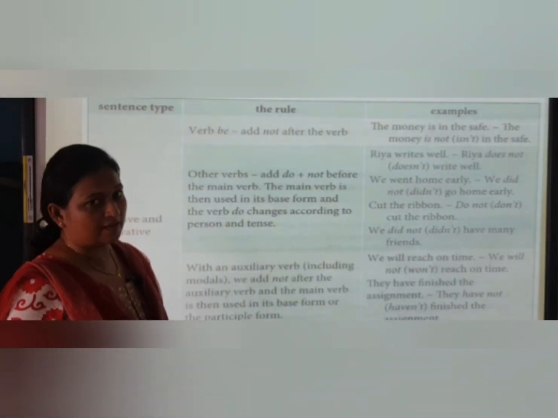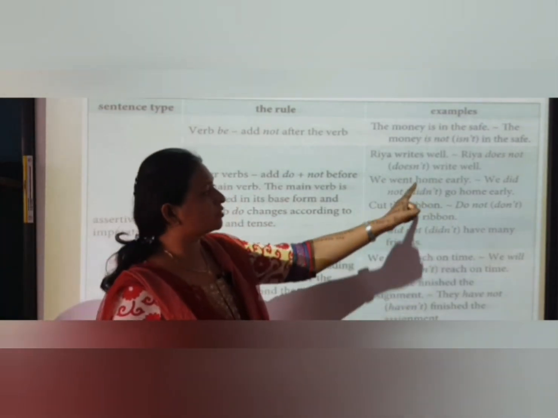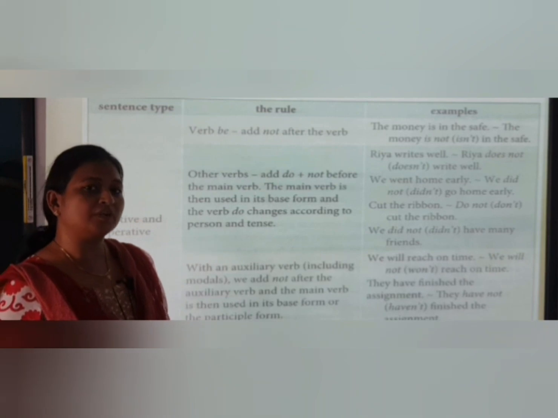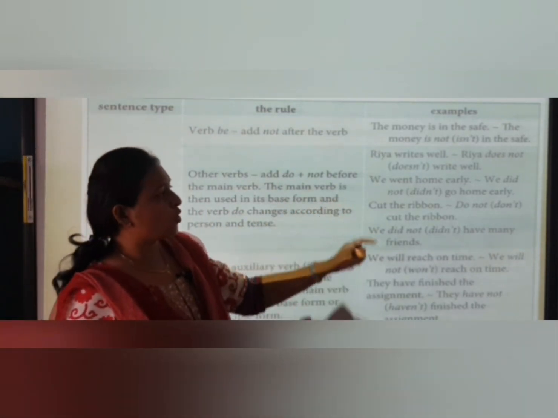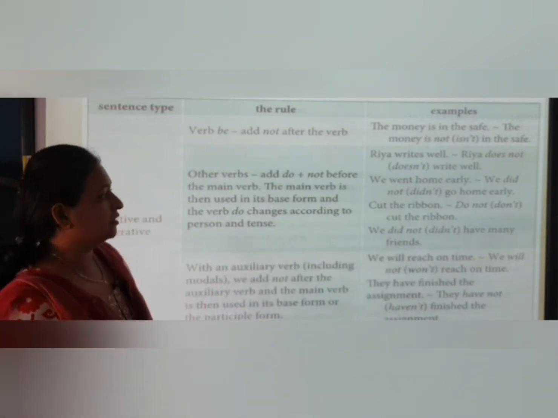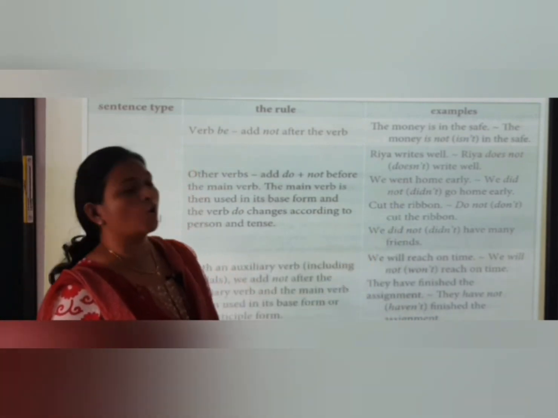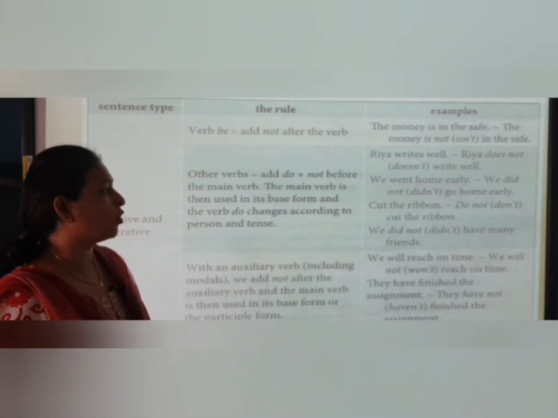Ria writes well. Whenever S is there, you will be using does. Ria does not write well, and what is the short form of does not? Doesn't. We went home early. Now went is a past tense, so what will you be writing? Did. We did not go home early, and the short form will be we didn't go home early.